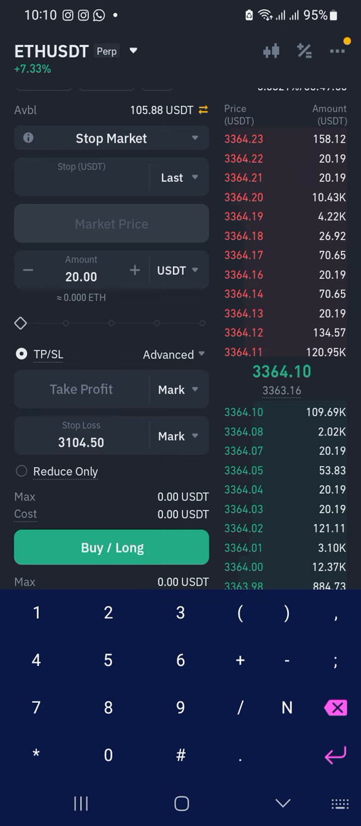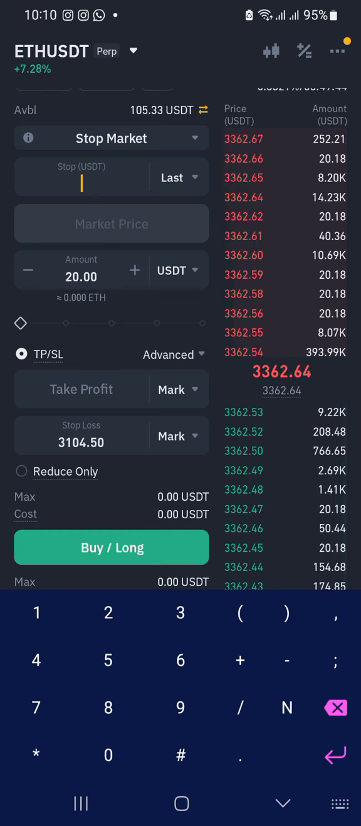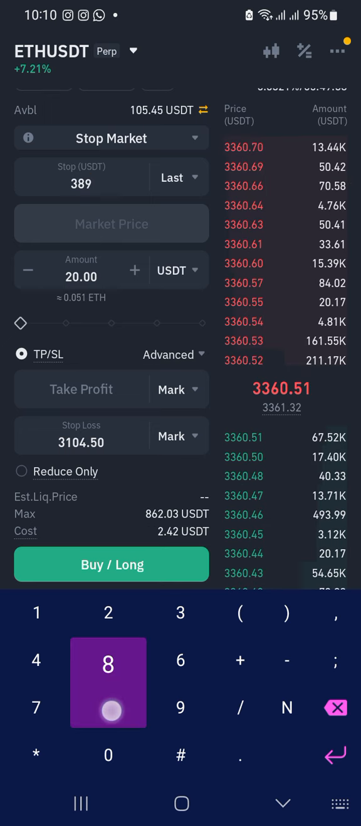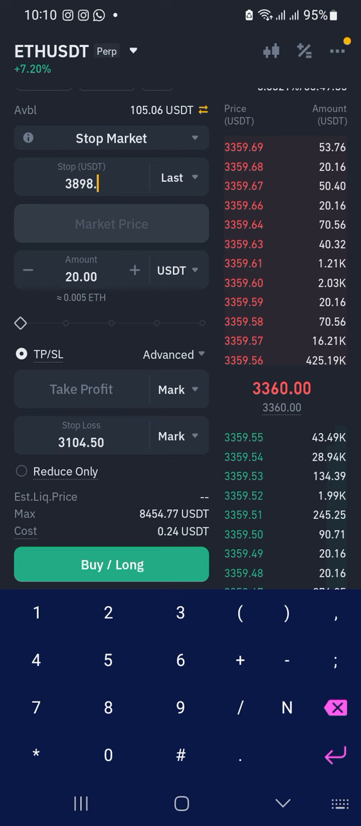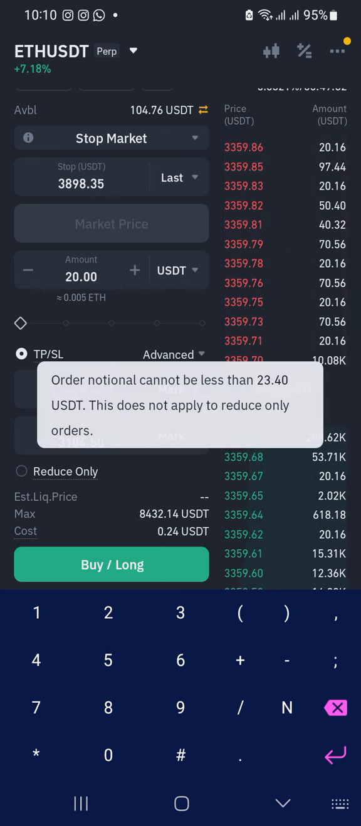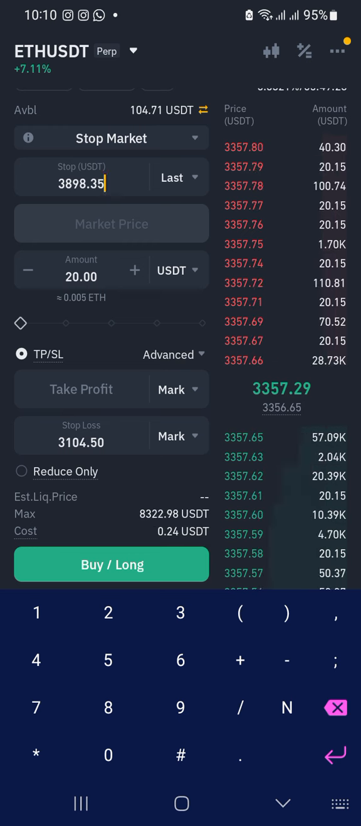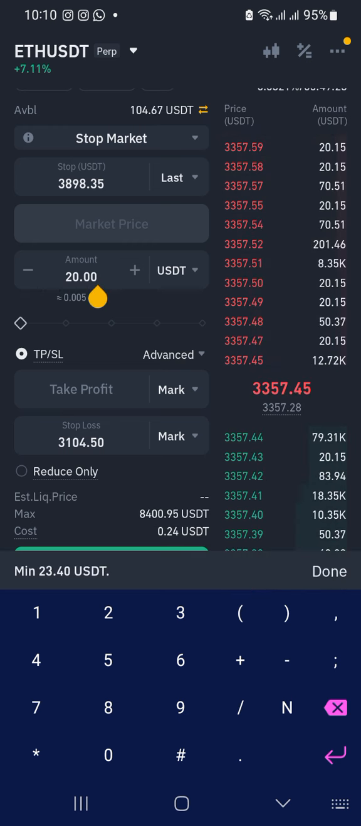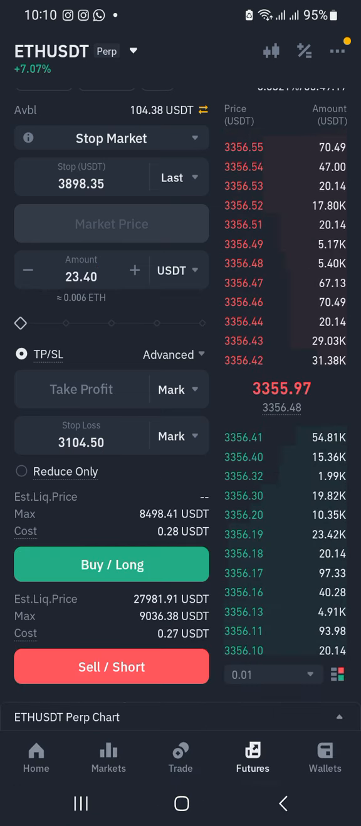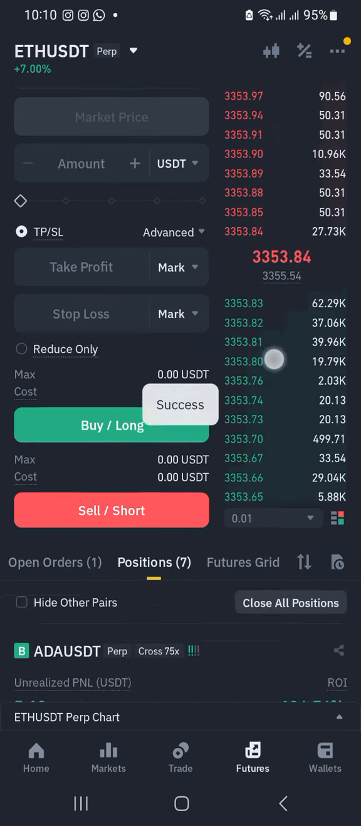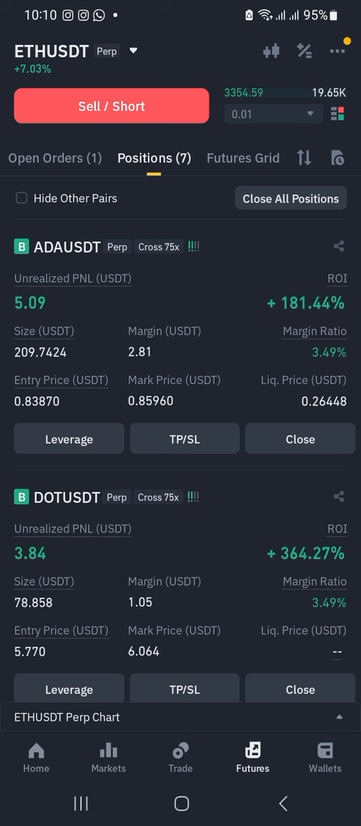Okay, so once I've used stop market, then I have to indicate something. I have to put the price there. So 3898.35. Okay, it's not allowing me, so I have to use 2340. Okay, here I told you, if the system, 2040, right? So we are in, right? So that is all you have to do. And then when it comes down here, this is what I've explained already, right?